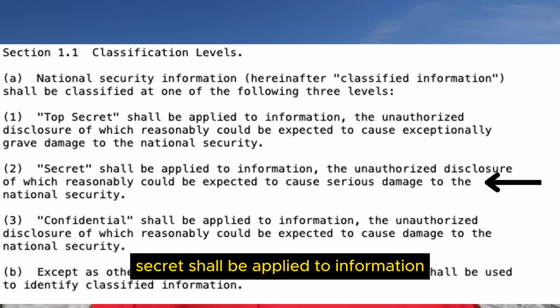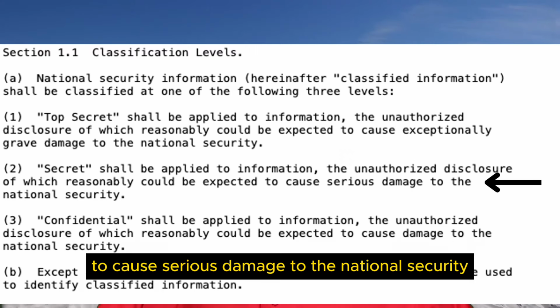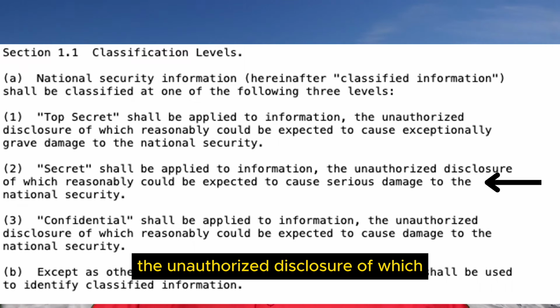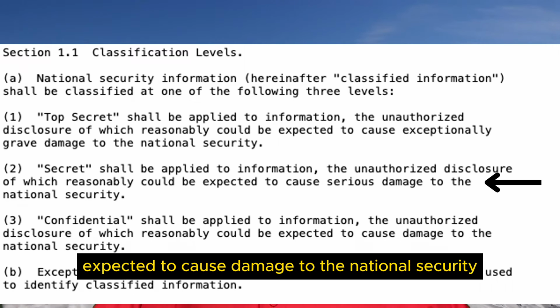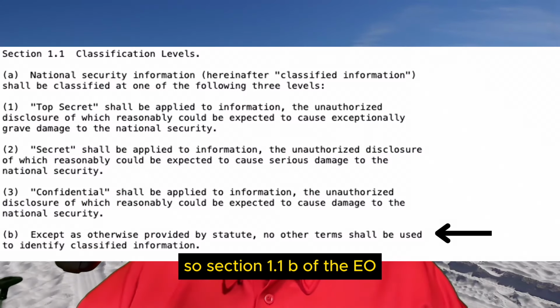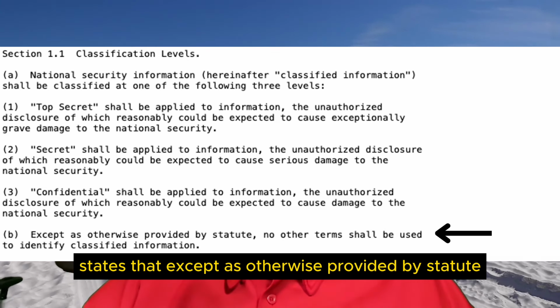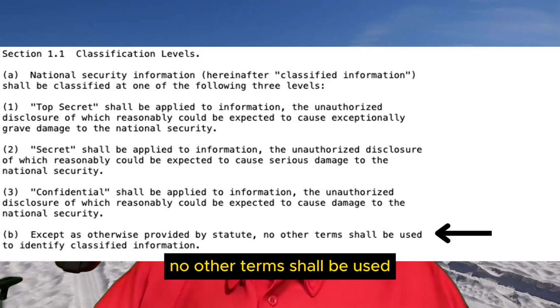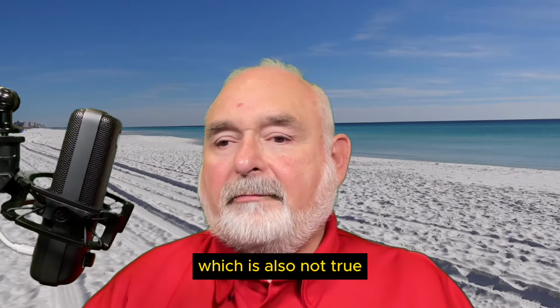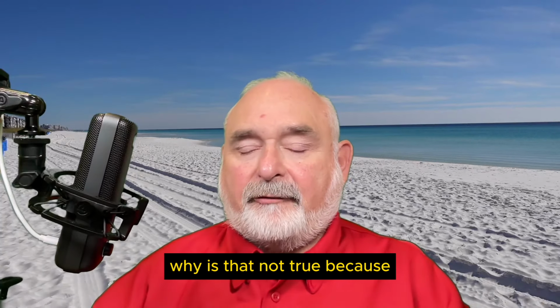Secret shall be applied to information, the unauthorized disclosure of which reasonably could be expected to cause serious damage to the national security. Confidential shall be applied to information, the unauthorized disclosure of which reasonably could be expected to cause damage to the national security. So Section 1.1b of the EO states that except as otherwise provided by statute, no other terms shall be used to identify classified information, which is also not true. Why is that not true?